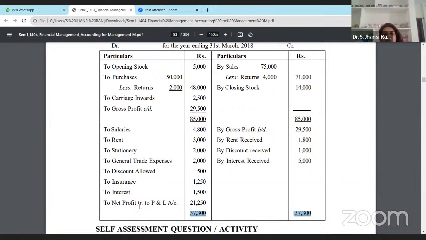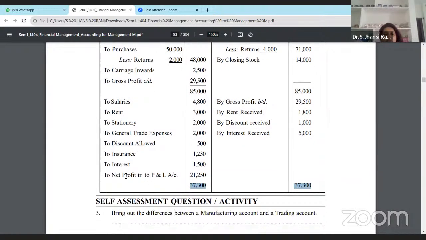I think they have given this wrong here. They mentioned net profit transferred to profit and loss account, but this is only the profit and loss account. It should be written net profit transferred to capital account. It's not profit and loss account, it is capital account. You can correct it. This is how we prepare the trading account and profit and loss account, that is without any adjustments. These are only the basic things they have given us: direct expenses, indirect expenses. But when adjustments are given, then the scenario changes a little.